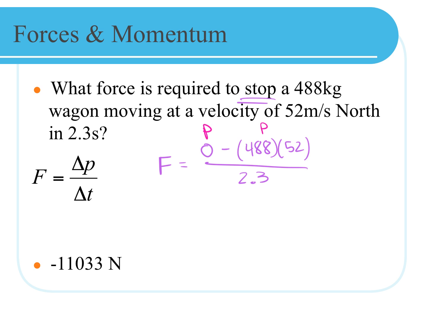488 times 52 divided by 2.3 gives me a force of negative 11,033 newtons. And why is my force negative here? It's opposing my motion, right? I'm moving north, so the force being applied has to be in the opposite direction, to the south. That's why plugging in that 0 here was important, because it gives us the right direction for our force.